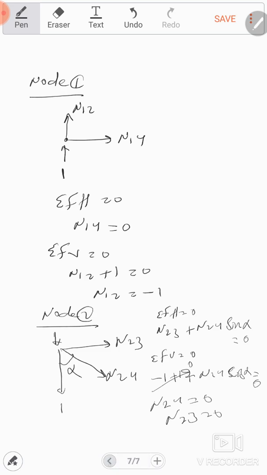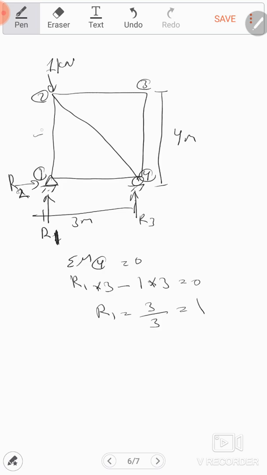That means only this one is minus 1, and the other bars equal 0, 0, 0, and 0. You can check by your own. Okay, and that means this is compression. This is compression because we have minus. Okay, next step.